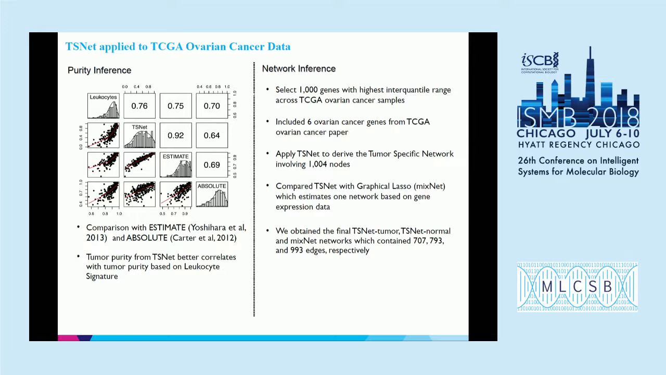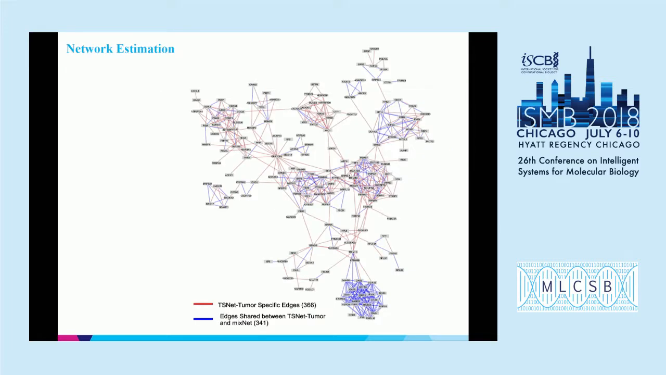Then we selected 1K genes, and we applied TSNet on these genes to learn the co-expression network. And we compared the performance with the standard graphical lasso that identifies only one network. This is the biggest subcomponent of the network.